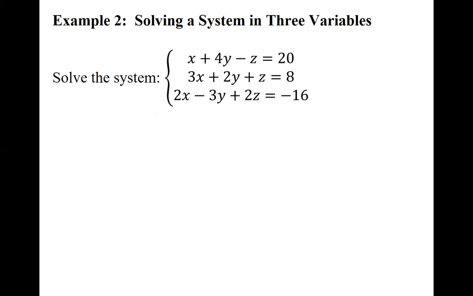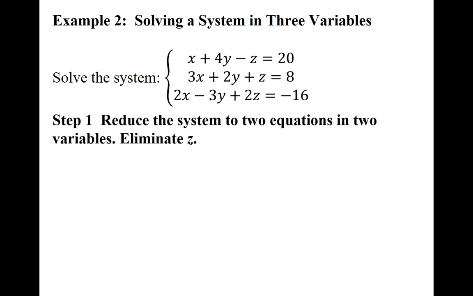But no, here we have x, y, and z in all 3 of them. We're sad because this is going to be a lot of work. But as long as we tackle it in an organized fashion, we should be able to manage. So we want to use elimination twice on 2 different pairs to eliminate the same variable in both places. Let's go ahead and eliminate z.